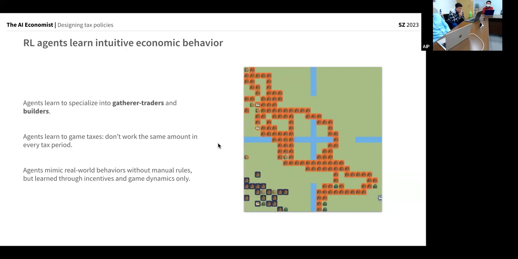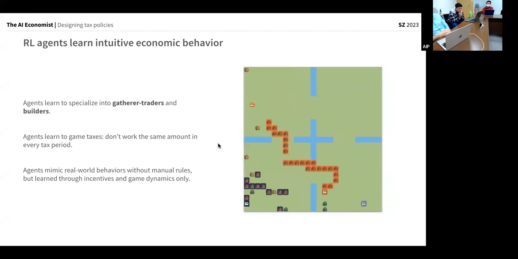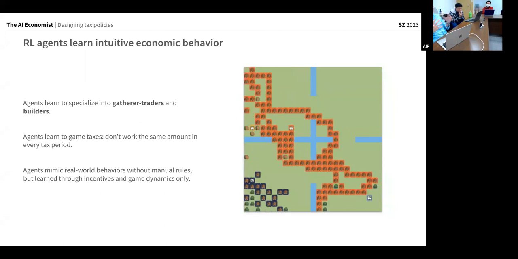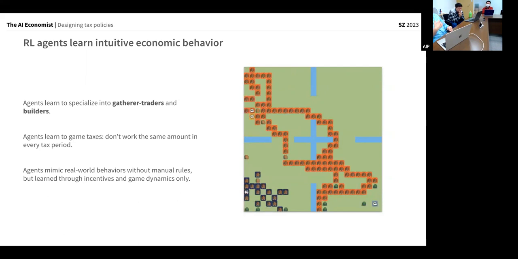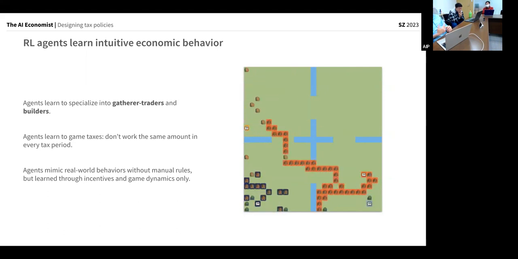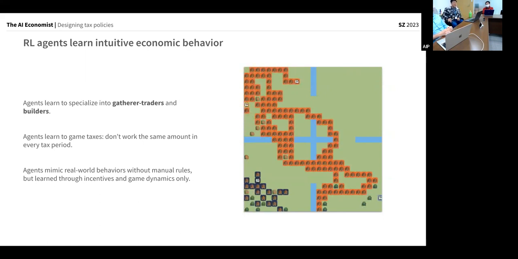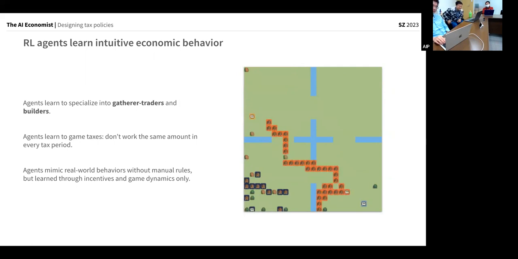The second thing is that these agents learn to game taxes. This is a dynamic system, right? There are 10 years where these agents pay taxes. And what we see is that these agents are starting to learn strategies to minimize how much tax they pay. And this is like the tax gaming that happens in the real world too, right? So that's kind of interesting, right?